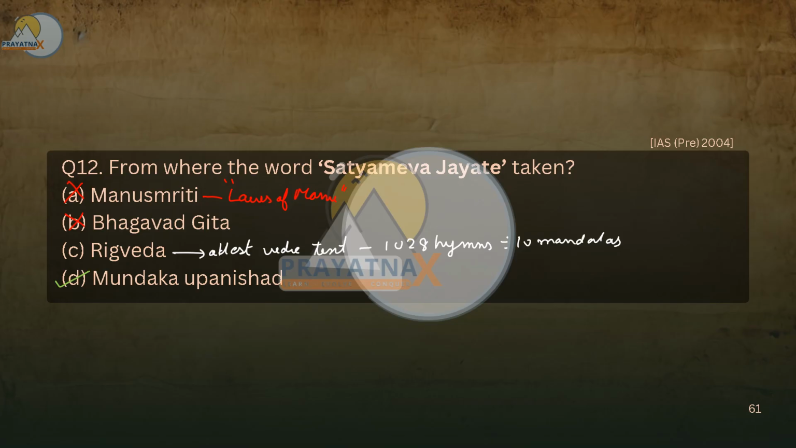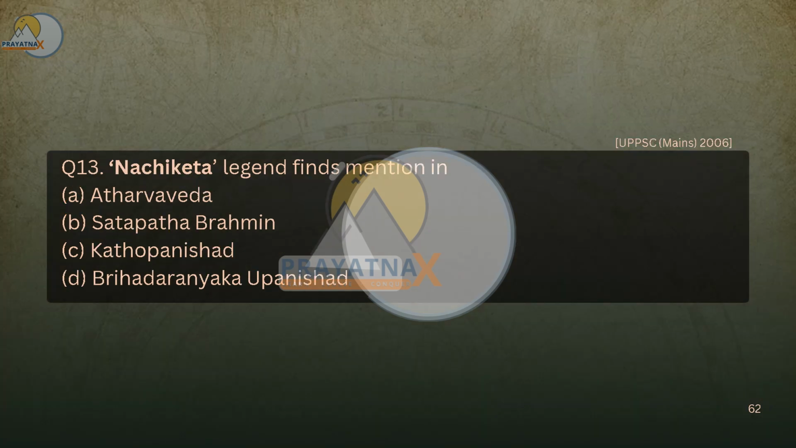This has been added to UNESCO's Memory of the World Register. So the correct answer is number D. Moving on to the next question. Number 13. Nachiketa legend finds mention in A. Atharvaveda, B. Shatpat Brahmin, C. Kathopanishad, and D. Brihadaranyaka Upanishad. So Nachiketa finds the mention in Kathopanishad.